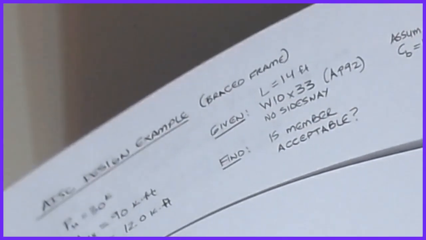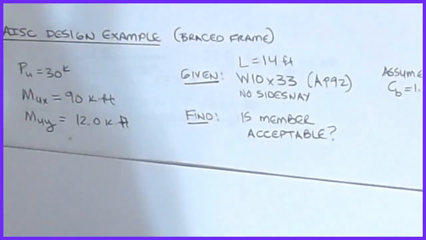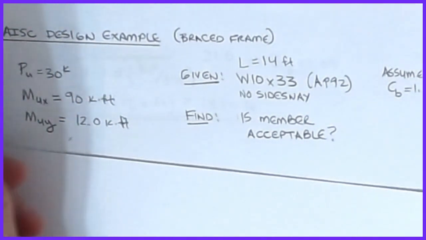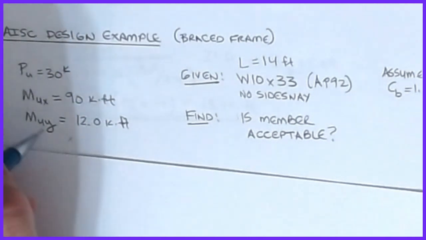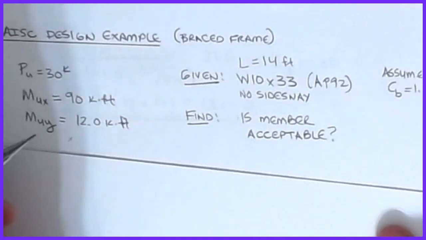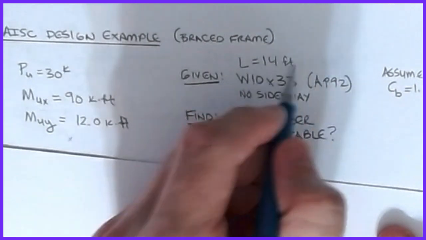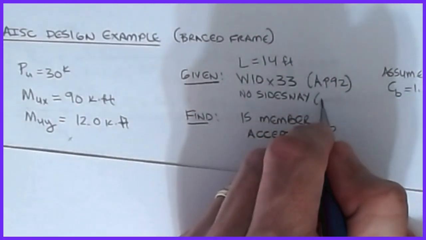I know I threw a lot at you. Let's walk our way through an analysis problem. This comes out of one of the AISC design examples, and I can try to explain what it is that we're looking at. So what we have is a frame that has an axial capacity of 30 kips. It has an X bending moment of 90 kip feet, and a Y bending moment of 12 kip feet. We're going to analyze a W10x33 column subjected to these loads. It's 14 feet long, and it's part of a frame that has no side sway, which basically means it's braced.